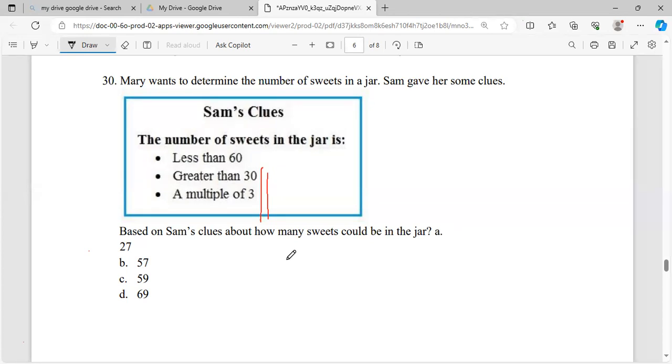How many? 57. How did you get 57? Because it cannot be D. It could be less than... it's B. And it says greater than 30, so it cannot be 27 either, sir. So it's either 57 or 59, and it should be a multiple of 3.